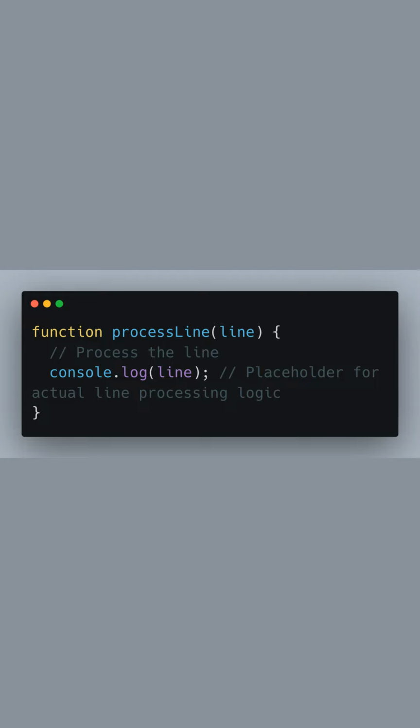Right now, it simply logs the line to the console as a placeholder. In a real-world scenario, this is where you'd implement your custom logic to process each line of the file according to your specific needs.